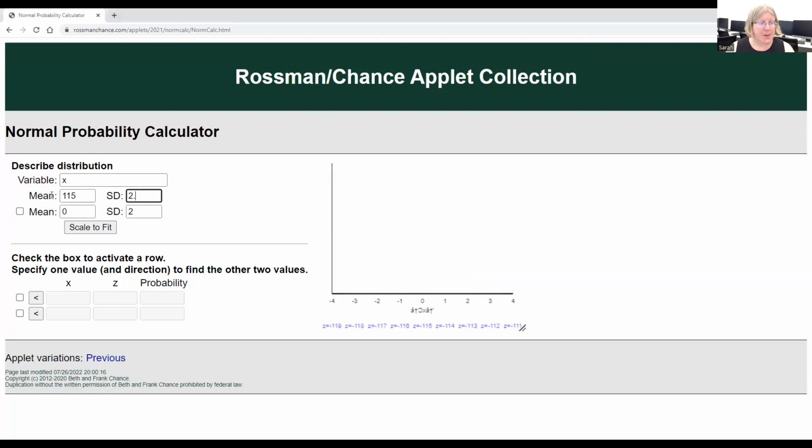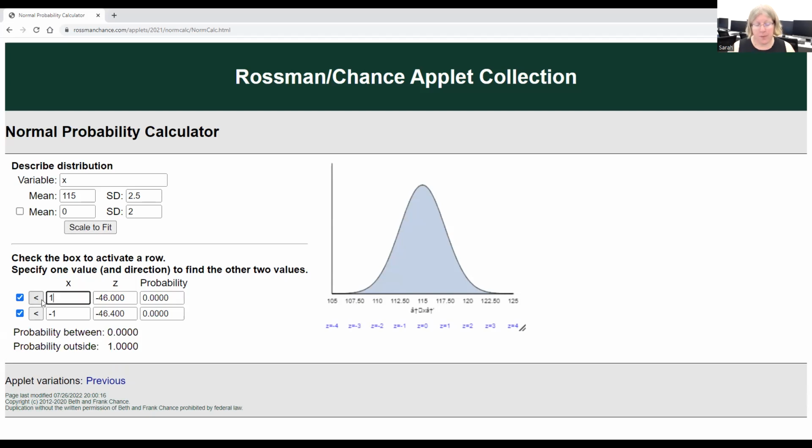So our sampling distribution will be normal with a mean of 115 and a standard deviation of 2.5. So let's put those numbers into the app and scale to fit. And then we're interested in the probability that the average for these 100 men is an LDL cholesterol on average between 112 and 118. So to do one that has two numbers, we have to click both of these check boxes. We'll put a 112 in and a 118. And then we're looking for the probability the average is between those two numbers. So that'll be 0.7699, or almost 77%.